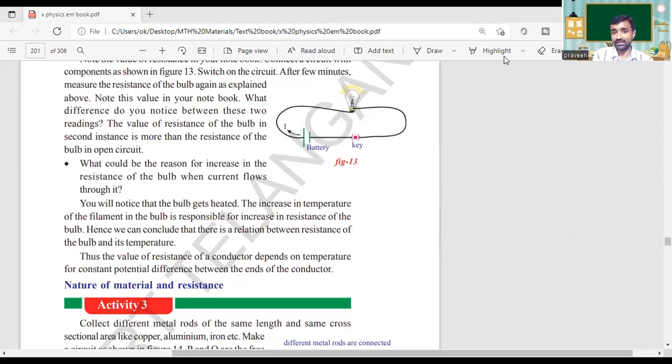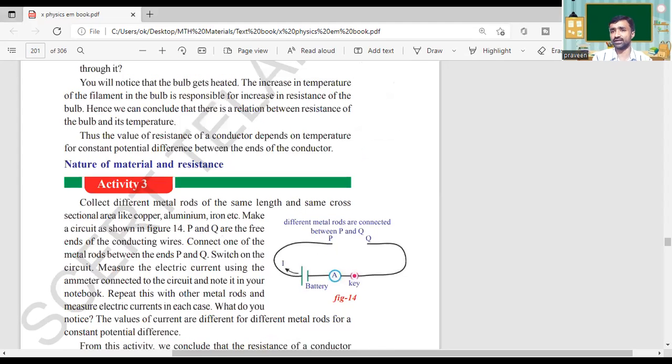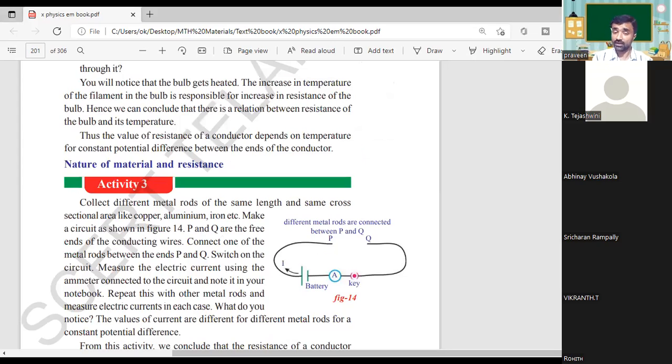So the bulb gets heated. The increase in temperature of the filament in the bulb is responsible for the increase in the resistance of the bulb. The reason behind this increase in resistance due to temperature is simply that the number of collisions increased due to the vibration of lattice particles. The fastness of the vibration increases. So this is the reason for the increase in resistance. One of the affecting factors we decided how it is affecting: we concluded resistance increases with increasing temperature.